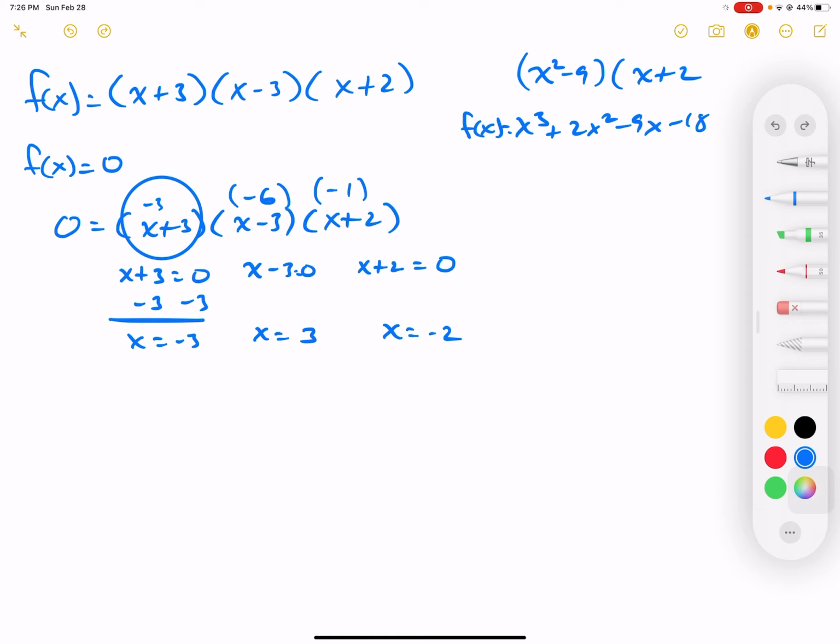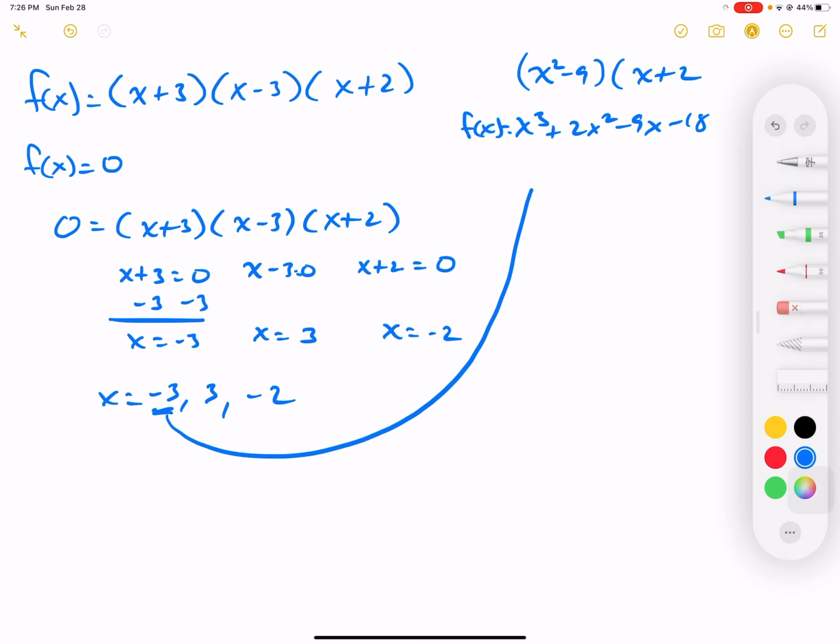We can do the same thing if I plug in positive 3, our next answer here. If I plug in positive 3, this would have been 0, and 0 times anything else would have been 0. So we have three possibilities to solve here. We have negative 3, comma 3, and negative 2. Now we demonstrated this in our last class, that these answers, negative 3, would also make the original polynomial go to 0, because these are equivalent statements here.